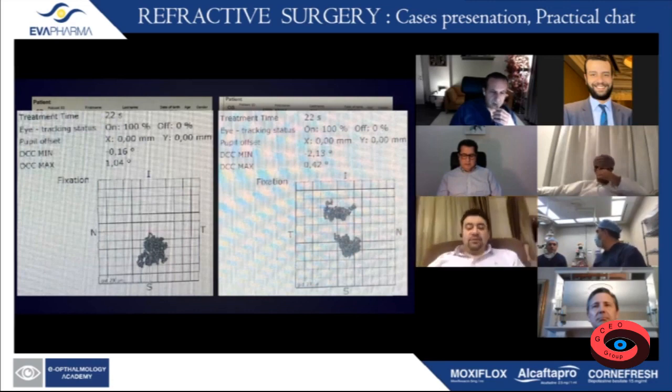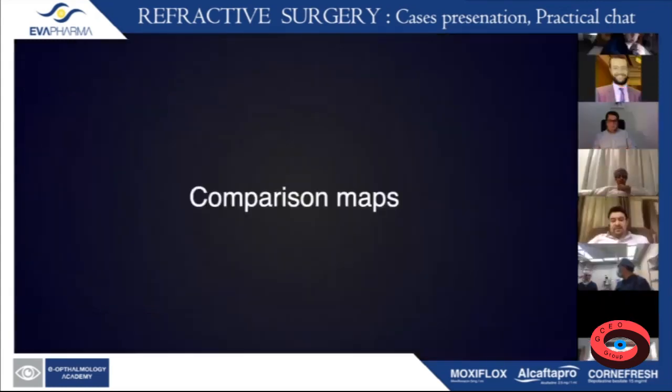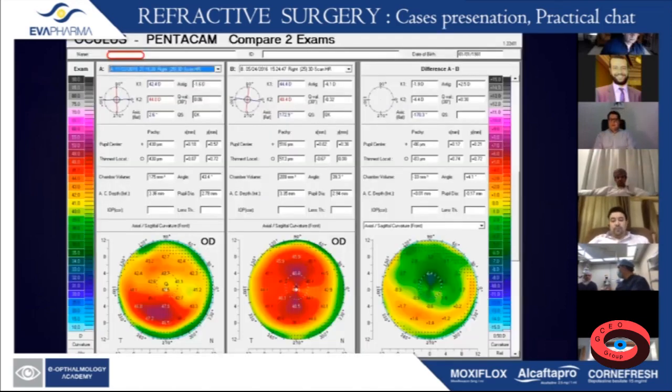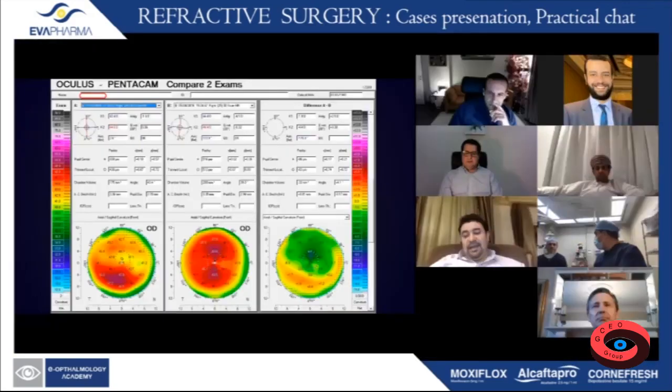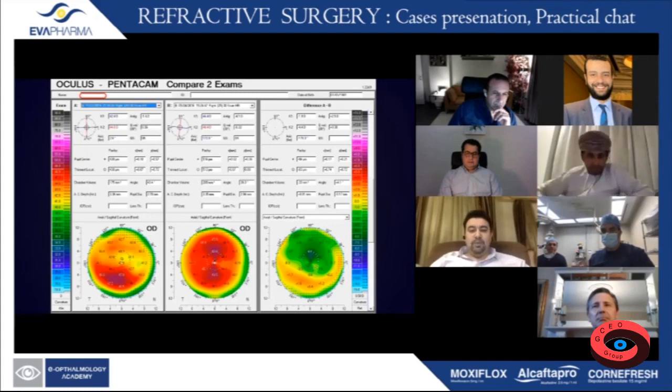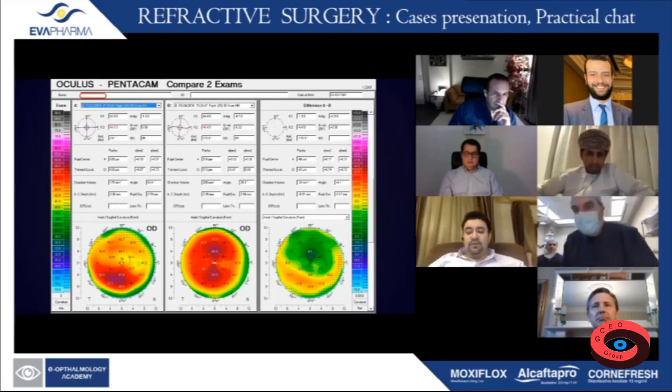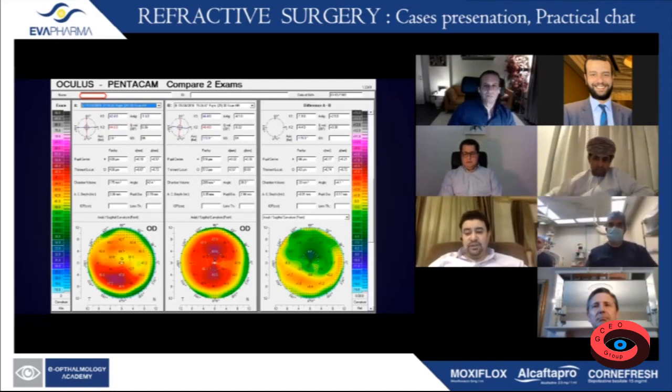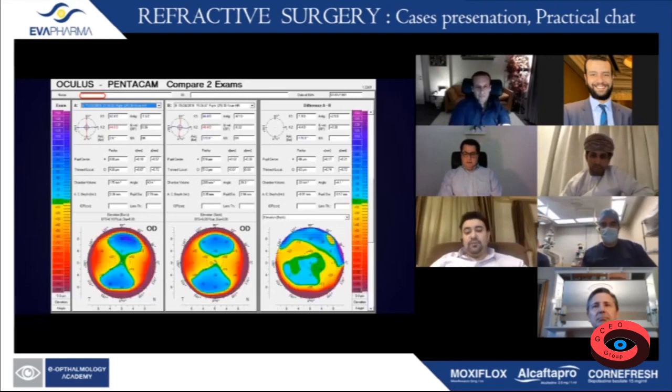One of the underutilized maps in the Pentacam is the comparison map, and I like to use comparative maps, pre and post-operative. If you compare the pre-operative to the post-operative, you can see that the area that shows some elevations is related to the flap edge. Flap edge healing can give you some sort of elevation, like you can see here in the comparative map between the pre and post-operative. And it can also give you a clue that there is some sort of decentration.